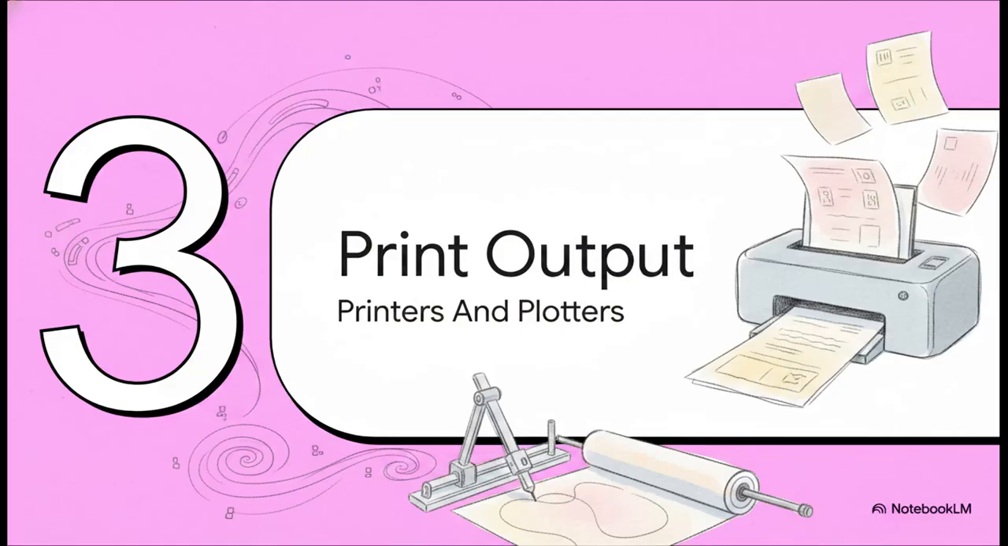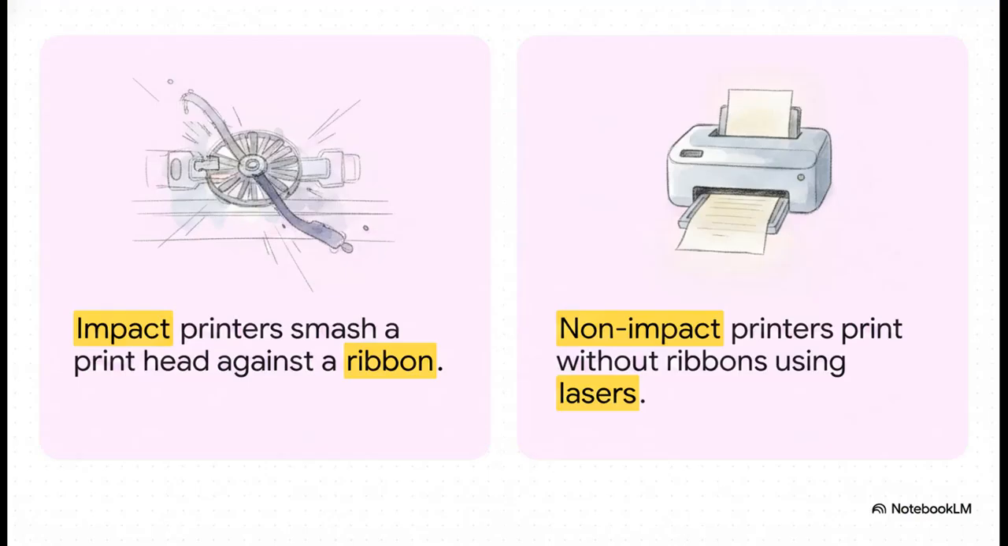Next up, Section 3, print output. Let's talk about printers and plotters. What's really interesting here is the stark mechanical difference between older, quite violent impact printers and the sleek, silent operation of modern non-impact page printers. Impact printers, like your old dot matrix machines, literally smash a physical hammer or print head against an ink ribbon to force characters onto the paper. It is highly physical and really loud.